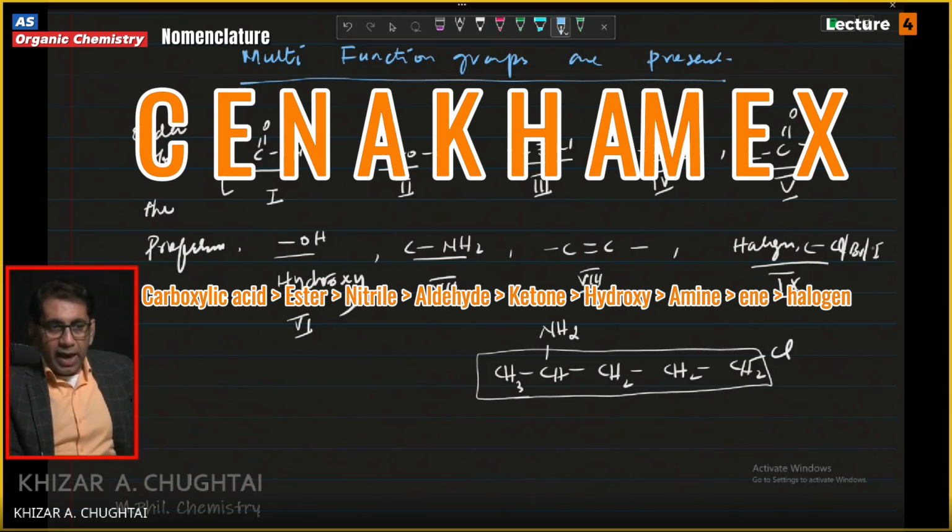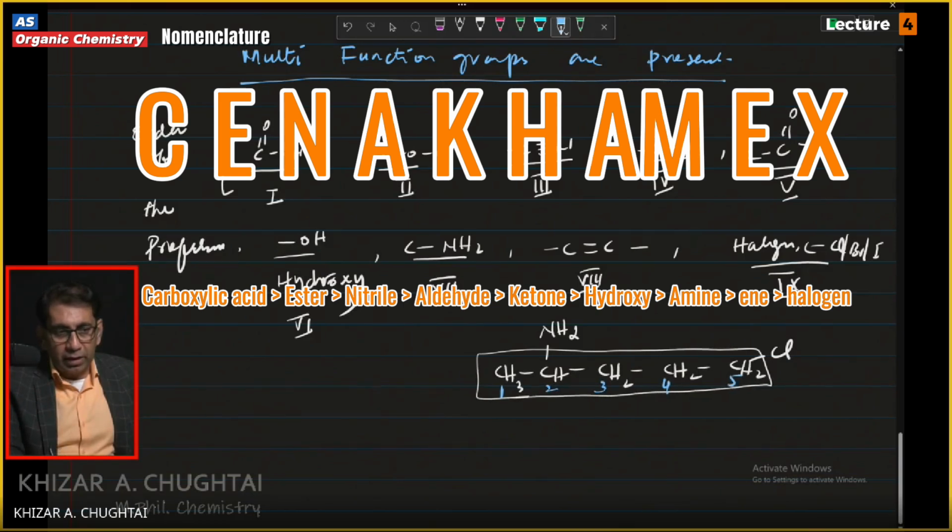See this preference. As I told you, halogen has the lowest preference, so it is least likely to be preferred. As compared to halogen, NH2 comes first. So obviously, I will start numbering from here. This is carbon number 1, this is carbon number 2, number 3, number 4, and this is carbon number 5. If any compound has two or more functional groups together in one molecule, then you will have to select the functional group for numbering through this order. So now we have marked the numbering.